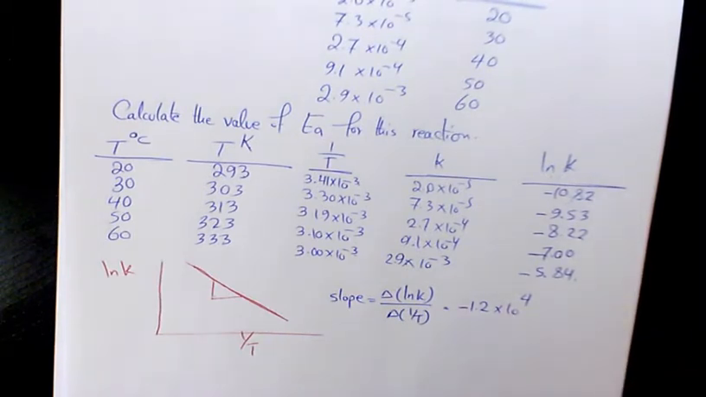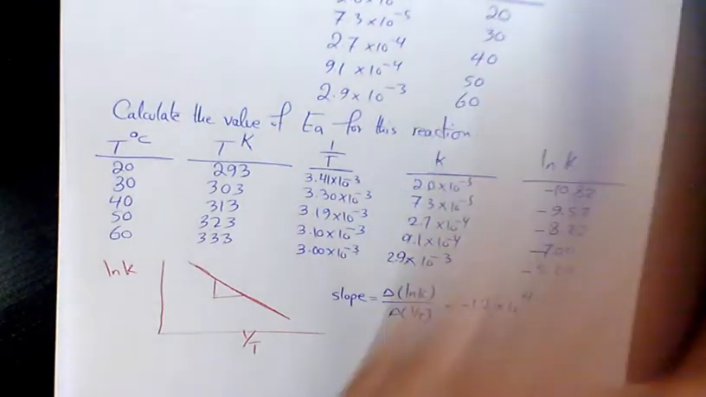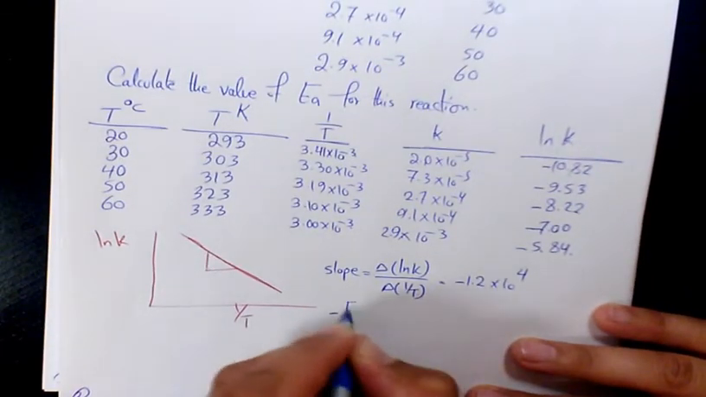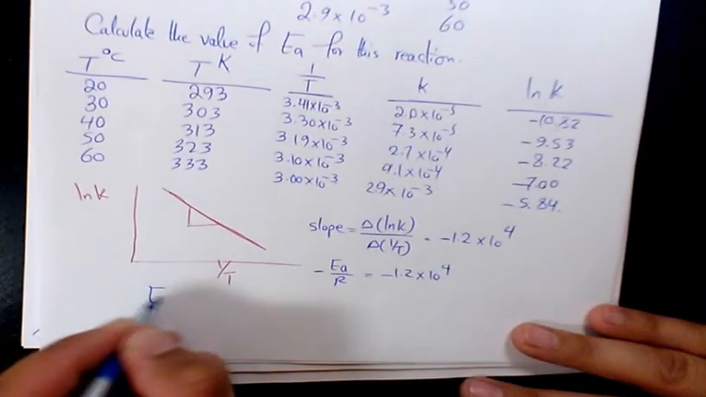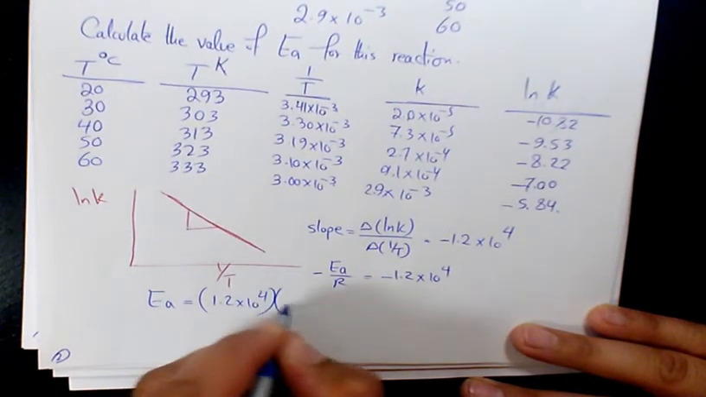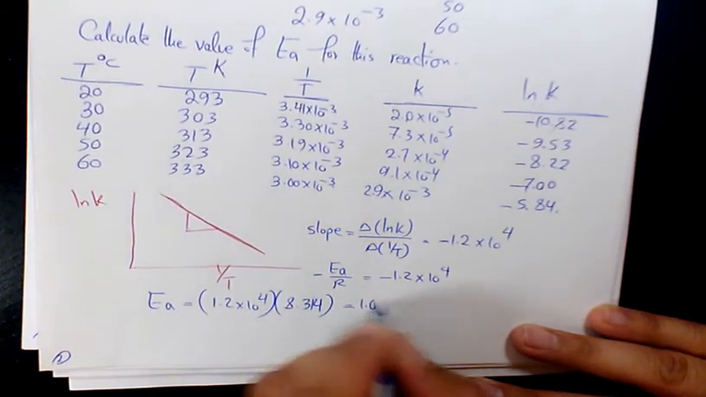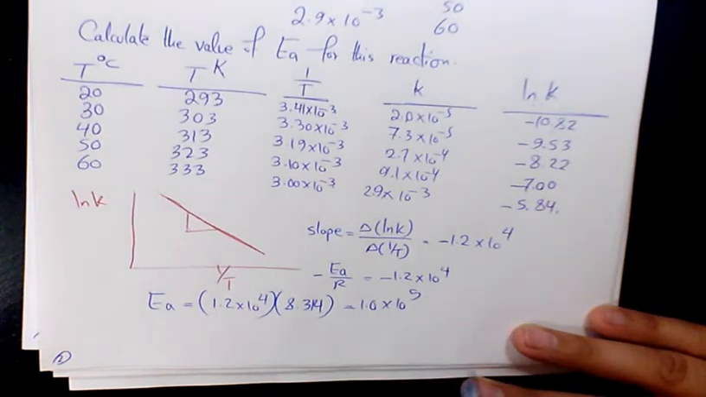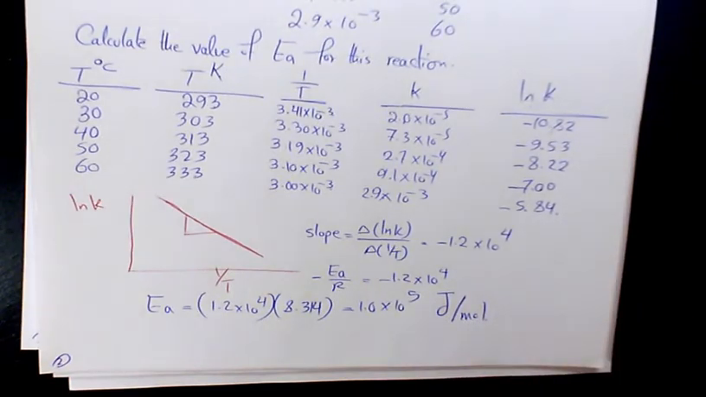And the slope has to match the expression we had in here. The slope is negative EA over R. So it means that negative EA over R equals negative 1.2 times 10 to the power 4. So EA will be 1.2 times 10 to the power 4 times R. R is 8.314. So that's going to give us 1.0 times 10 to the power 5. And the unit will be joule per mole. Joule per mole is going to be the unit for activation energy. Let's see another example.